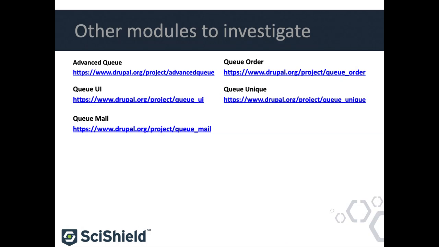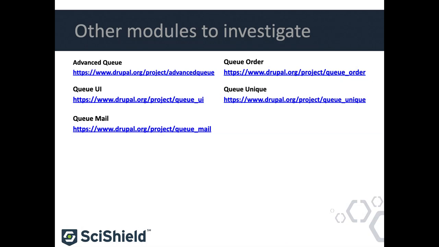Some other modules to investigate. So there is Advanced Queue. Queue UI is really important. That's a nice extension. It actually gets you an admin page that tells you how many items are in the queues, and what queues there are. That's a really good one. Queue Mail is really cool.